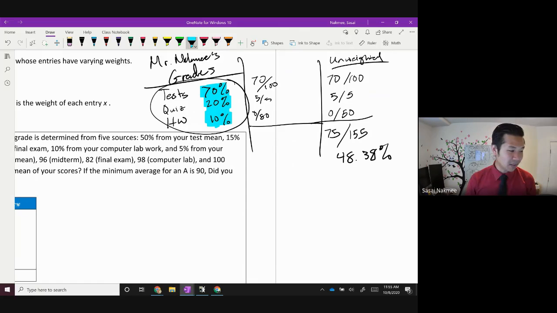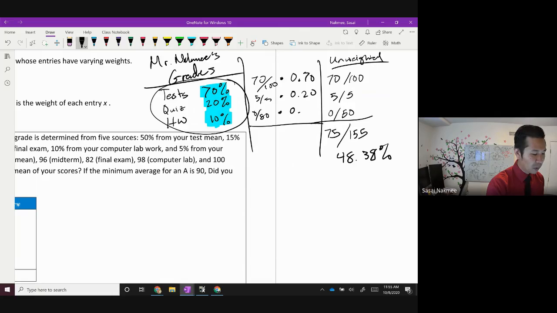And I know a lot of students ask, what does this all mean? You multiply these scores along with the percentages, and then you add them up. So 70 out of 100, I would multiply that by 0.7. I clearly said 7, I wrote a 9. I would multiply that by 0.70. The 5 out of 5, I would multiply by 0.20. And the 0 out of 5, I would multiply by 0.10.